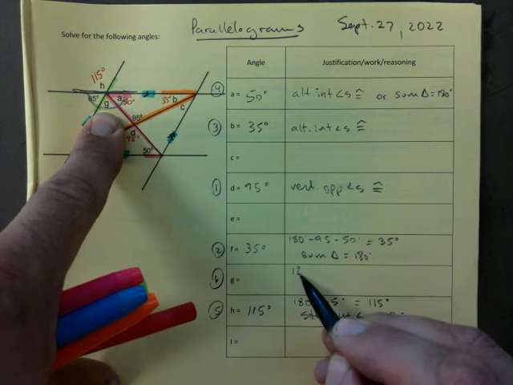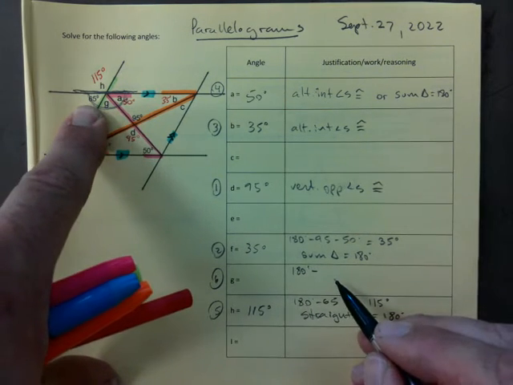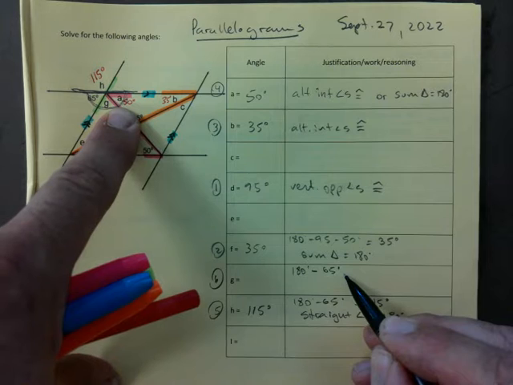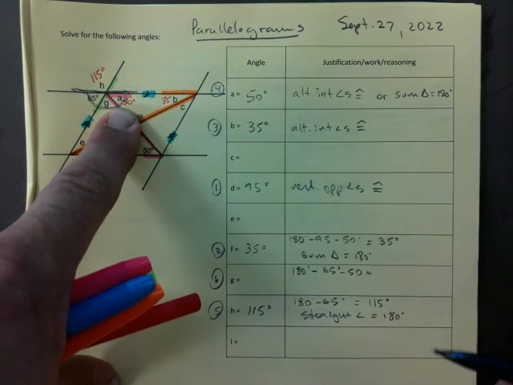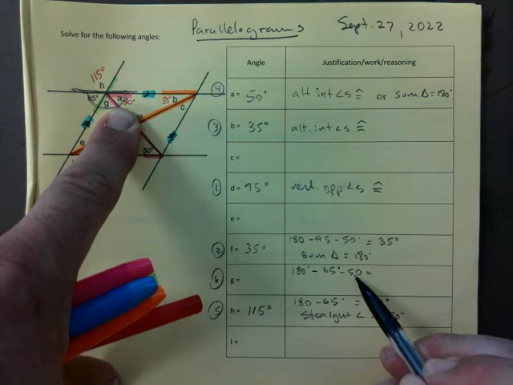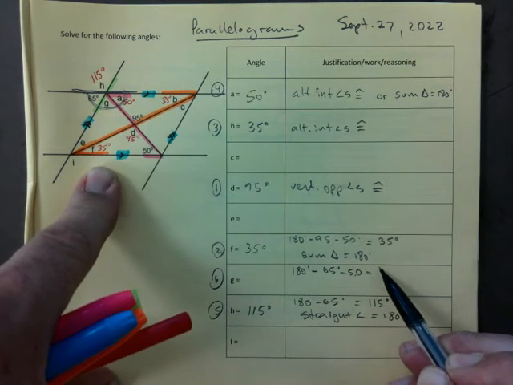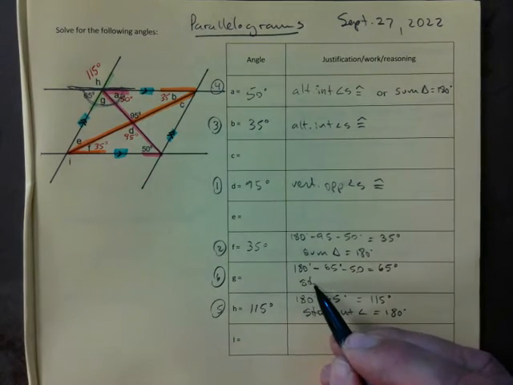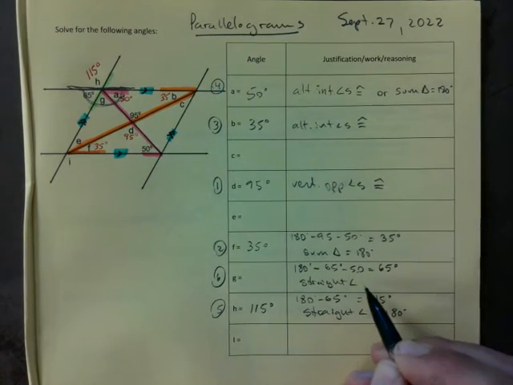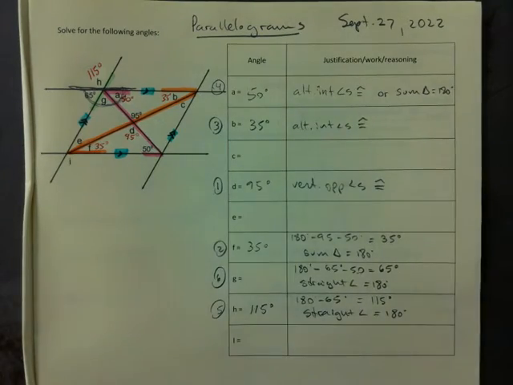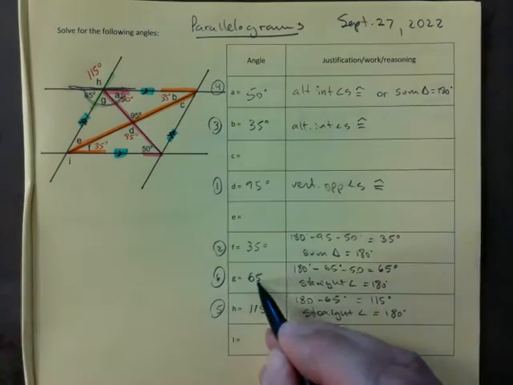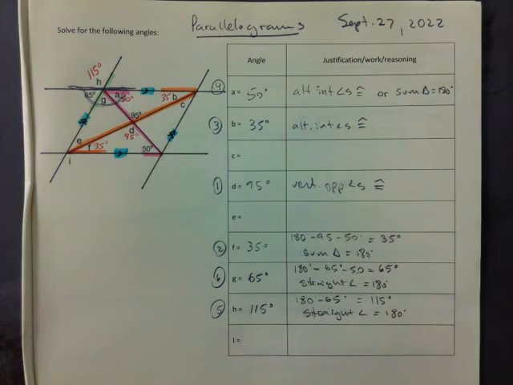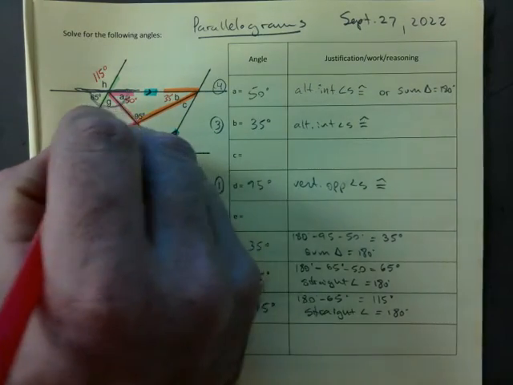So I'm going to go 180 minus 65 minus 50. Okay, so this adds up to 115. So this will be 65. So that's a straight angle. Okay, so that would be 65. And I'm going to write that in because that's done now. 65.